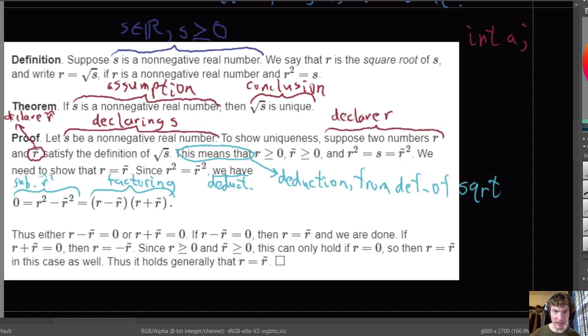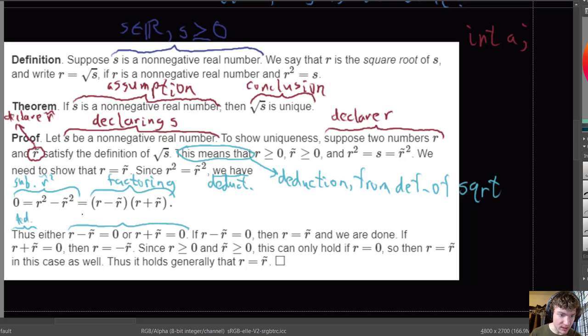Okay, so I think we understand why that deduction is true. It was just moving something to the other side and then factoring. Next sentence. Thus, when we see "thus," we know that means it's a deduction, so this is a deduction. Either r minus r tilde equals 0 or r plus r tilde equals 0. How did we know this is true?